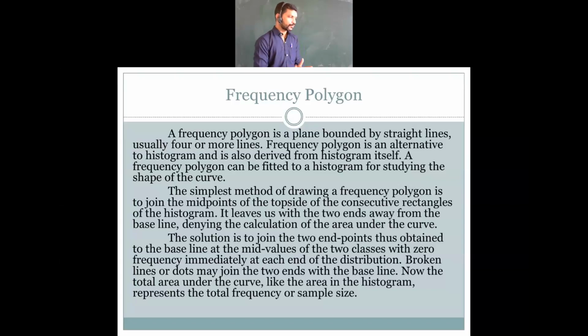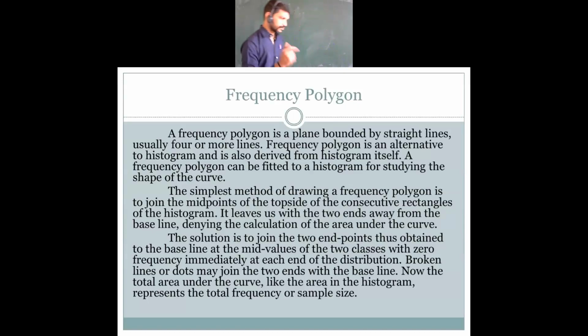Now, whatever we have drawn, we will understand exactly how. Most probably you have seen the histogram diagram. We are going to join the middle points of that and draw the lines, and the last end goes to the end point 0. Okay, then broken lines or dots may join the two ends of the baseline. That is what we are going to join to the baseline.